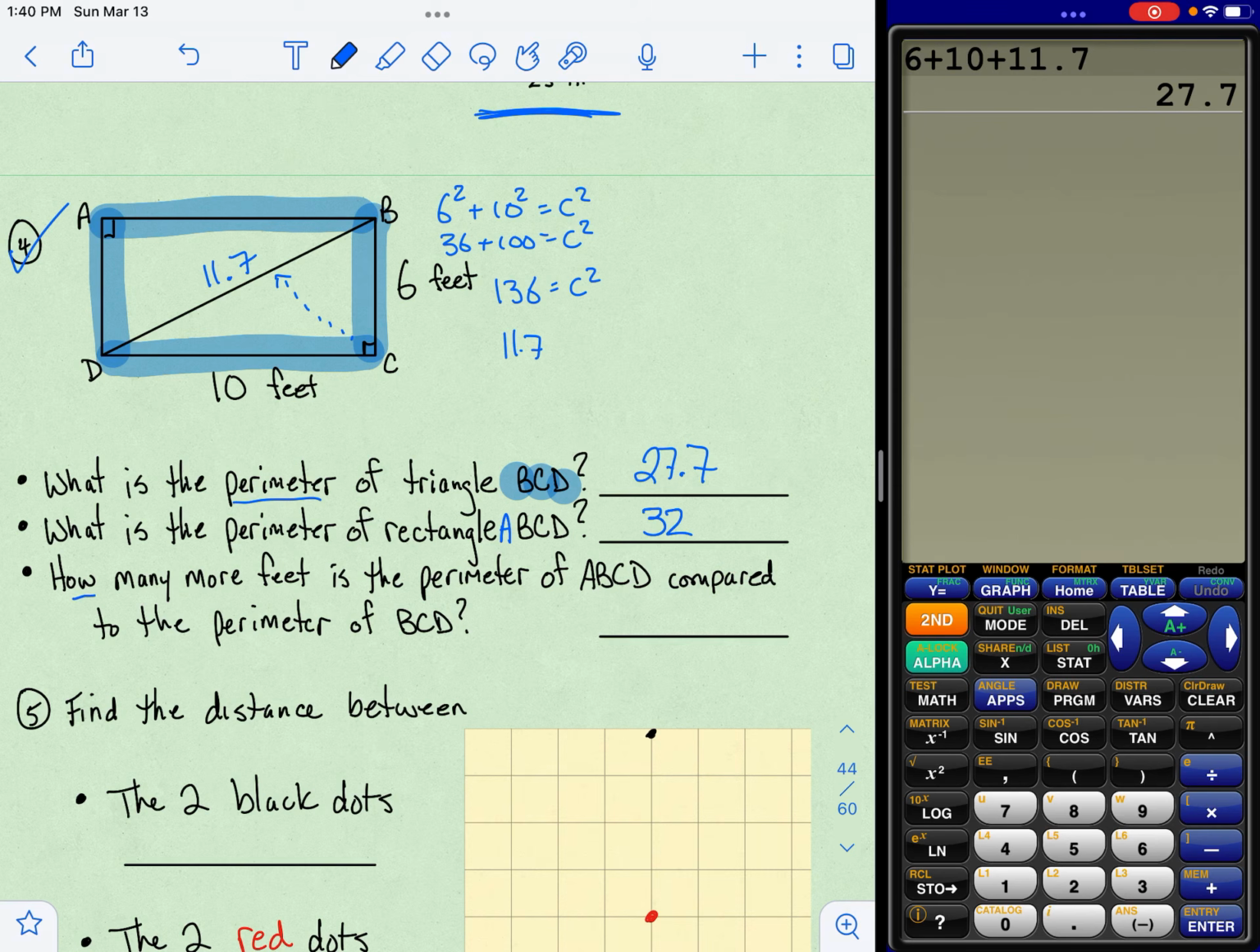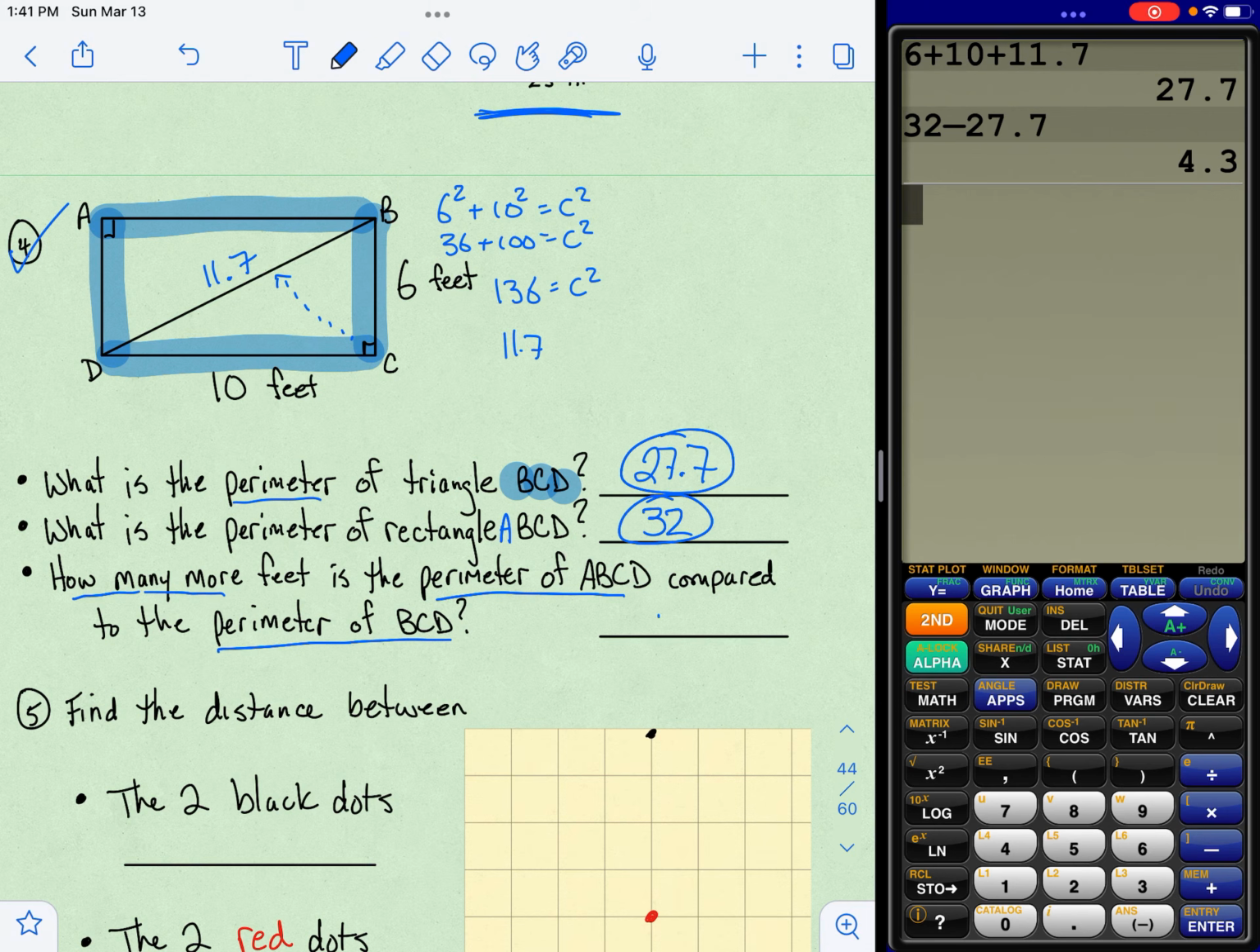Third bullet says how many more. As soon as I see how many more, I'm probably going to be subtracting something. I'm going to compare them. Is the perimeter of ABCD, that's 32, compared to the perimeter of BCD, that's this one. So I'm just going to find out how much one is more than the other using subtraction. And here we go. 4.3 is it. All right, the trick on these is simply identifying what they're asking for.